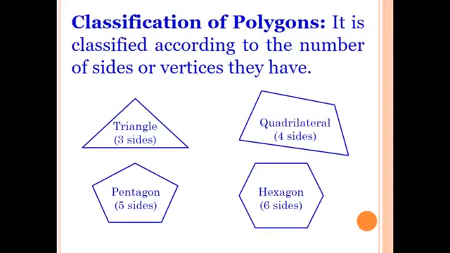So classification of polygons. The polygons are classified according to the number of sides or vertices they have. So a triangle is a polygon having 3 sides. Quadrilateral is a polygon having 4 sides. A polygon having 5 sides is known as a pentagon. And hexagon is a polygon having 6 sides.